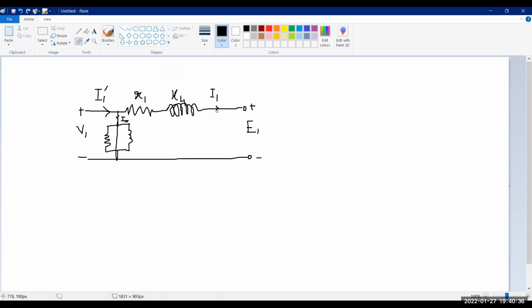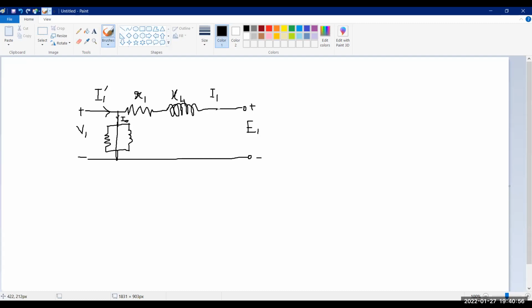Sir, will the parallel branch be after the R1 and XL1? Parallel branch, I don't know what is parallel branch. That we'll all find out. Sir, can you screen share? Suppose you don't know anything about the transformer, you forget everything on the transformer. Only you just try to visualize these equations.